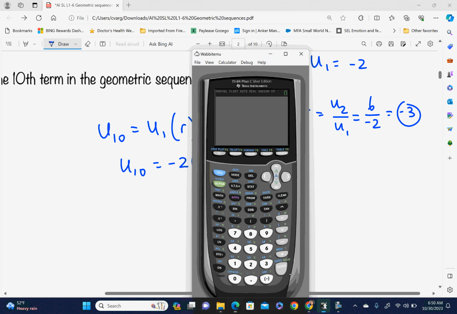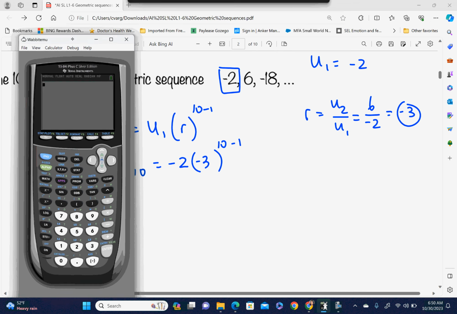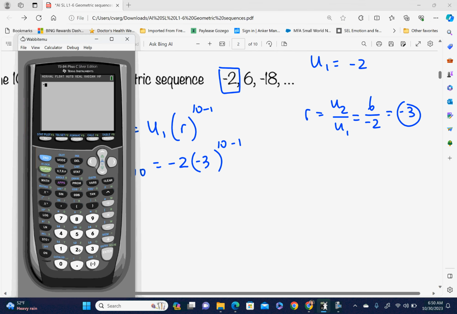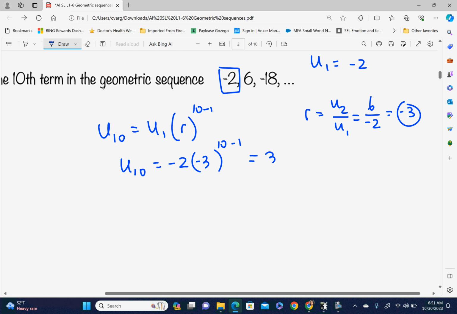and then this is to the 10 minus 1 power, and then now this becomes a calculator question. So you take your calculator, it's -2 parentheses -3 close parentheses, and we raise it to the exponent, right? And then 10 minus 1. You could put 9 in. 10 minus 1 works just fine. And our answer is 39,366. So this answer is 39,366.